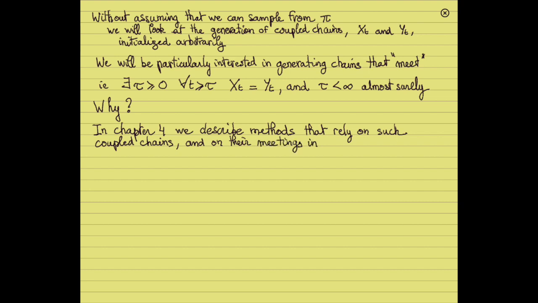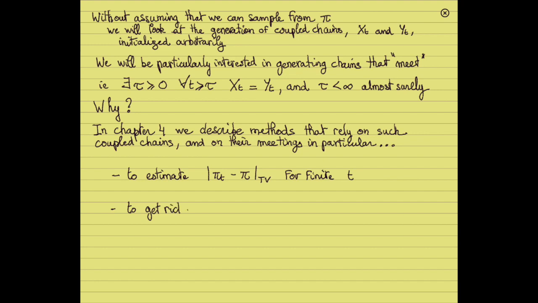Those methods are going to rely on those coupled chains, and in particular on their meeting times, to estimate the total variation distance between pi t and pi for finite time t. For example, again the total variation, but it could also be other distances.